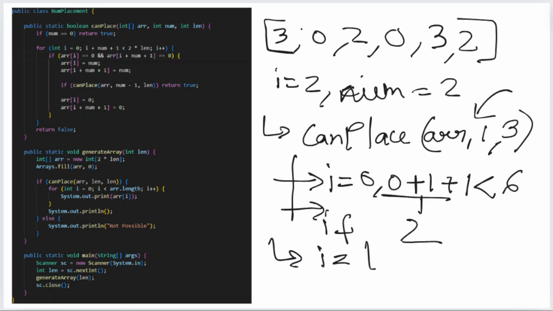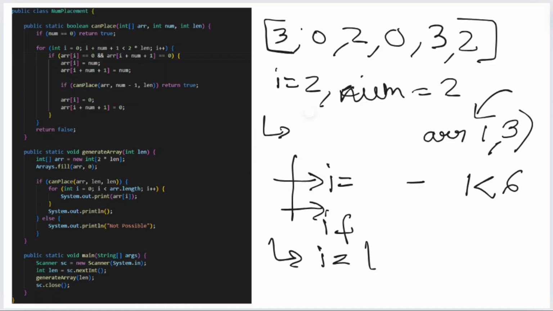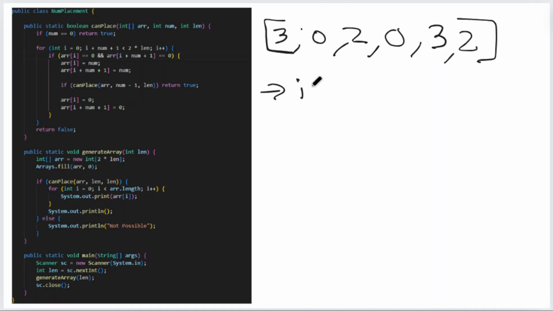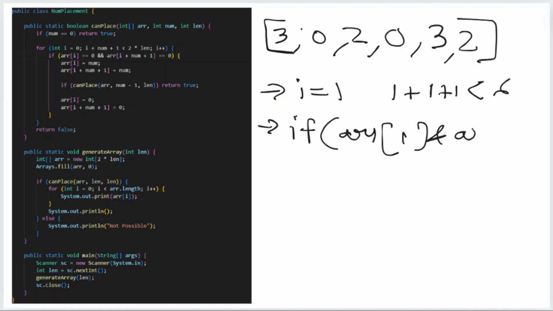Now we'll see for I equal to 1 whether we will be able to enter the loop and put the element 1 at the correct places. So when I equal to 1, the condition is getting satisfied since 1 plus 1 plus 1 is less than 6. So whether we can enter the if condition or not, let's check that. If array of 1 and array of 3 are both equal to 0, we'll be able to enter the loop.